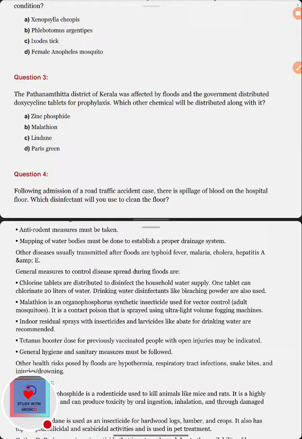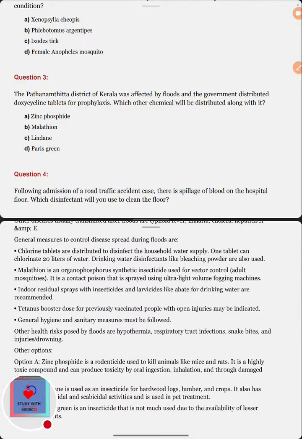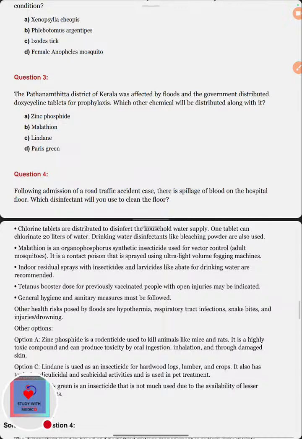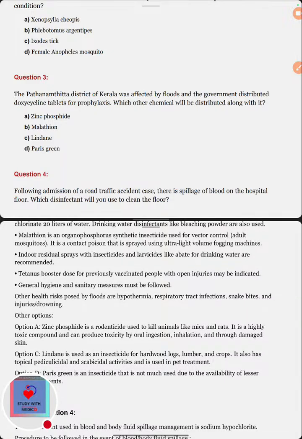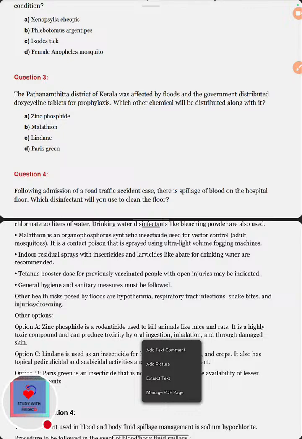General measures to control disease during floods are: chlorine tablets are distributed to disinfect the household water supply. One tablet can chlorinate 20 liters of water. Drinking water disinfectants like bleaching powder are also used. Malathion is an organophosphorus synthetic insecticide used for vector control of mosquitoes, and it is a contact poison that is sprayed using ultra low volume fogging machines. Indoor residual sprays with insecticides and larvicides like Abate for drinking water are recommended.